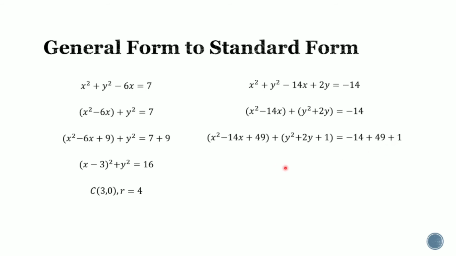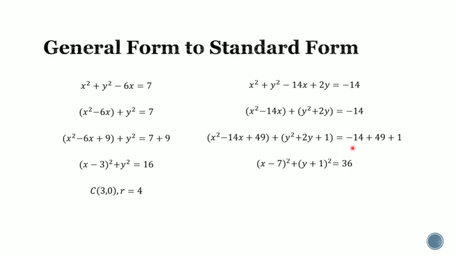After that, we must factor both. So the factor of this one is the quantity of x minus 7 squared, plus the factor of this one, the quantity of y plus 1 squared. Since these are all constants and they are all like terms, we must combine them. So 49 plus 1 is 50, minus 14, that would be 36.